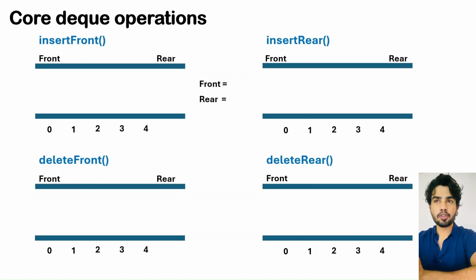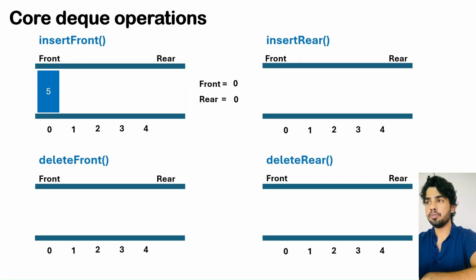Next, I'll talk about the core deque operations. The first operation is the insert front operation. When using this operation, I can insert elements from the front of the deque. Let's see. I insert element 5 from the front of the deque. The indexes of front and rear become 0.